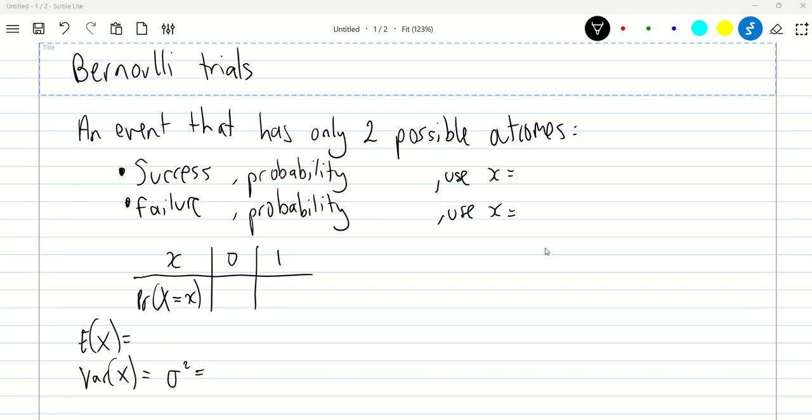It's named after a mathematician, Jacob Bernoulli, who invented one of the precursors to the binomial theorem, and the studies into how things happen when there are only two possible outcomes. So that's what a Bernoulli trial is. A Bernoulli trial is an event that has only two possible outcomes, and those two possible outcomes are success or failure.